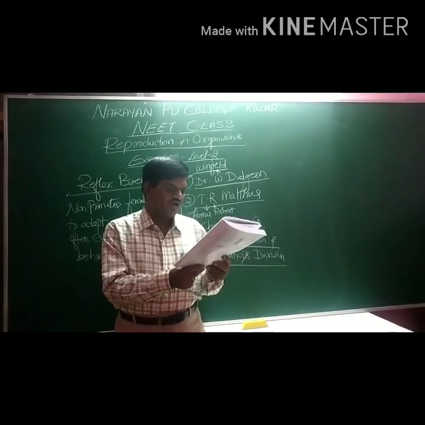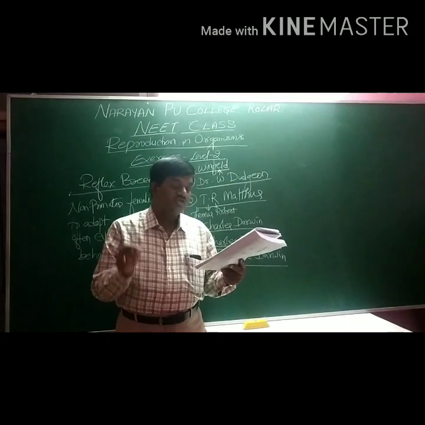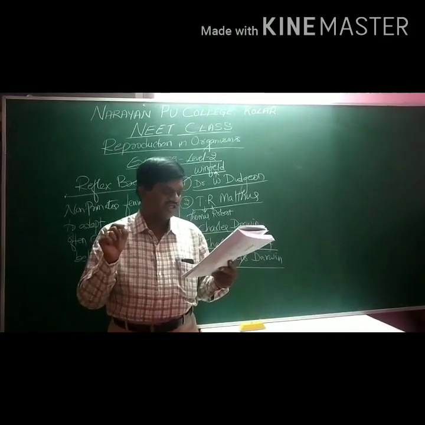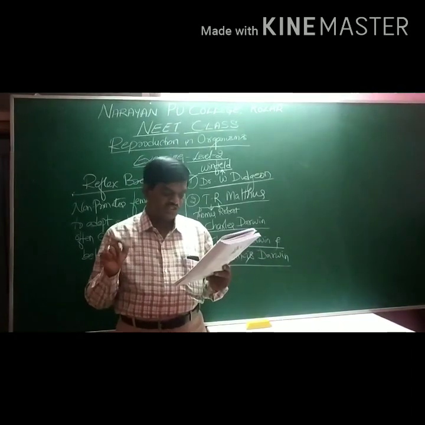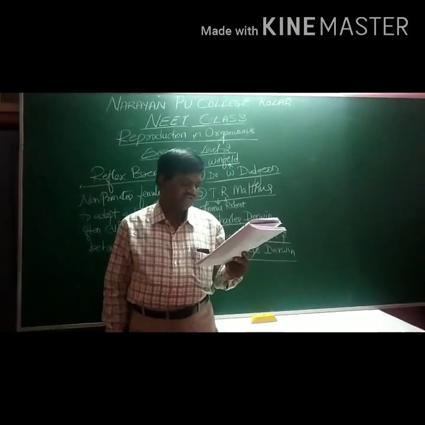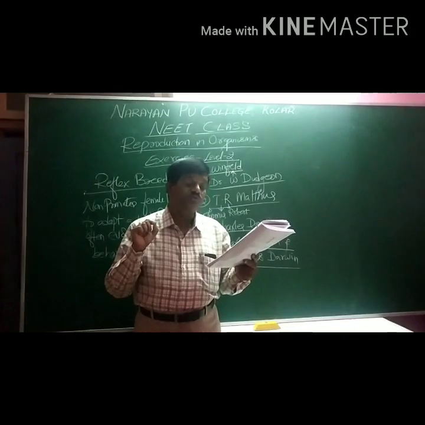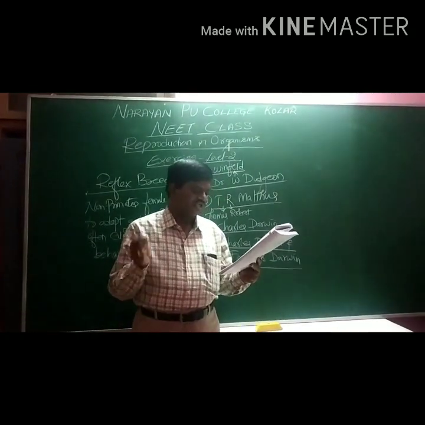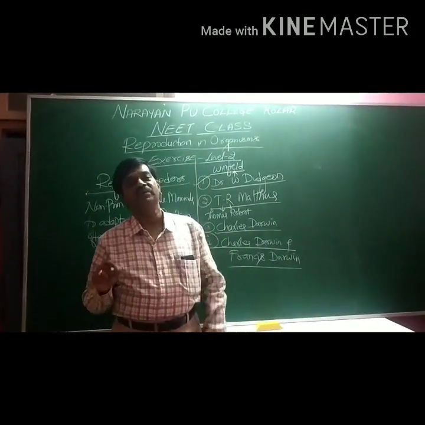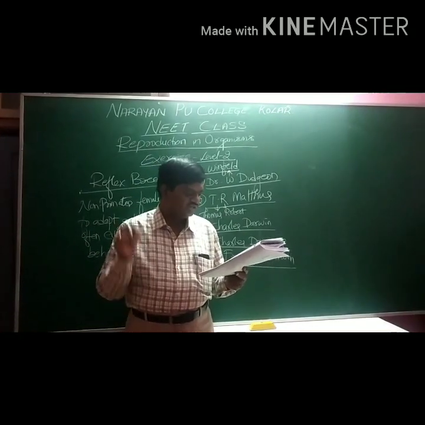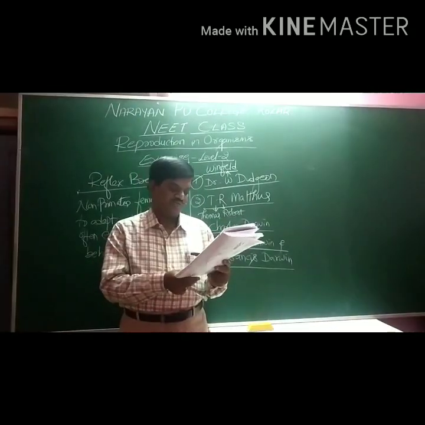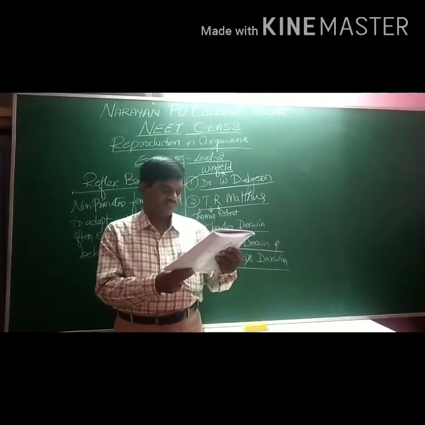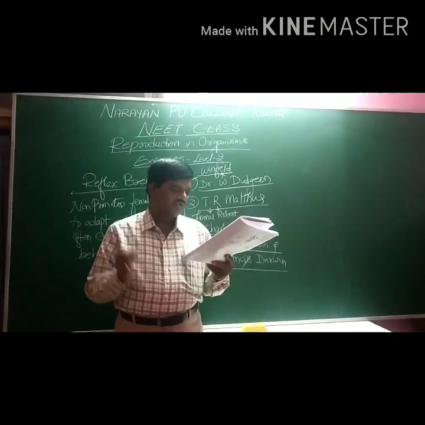The fusion of two similar spores. For two similar gametes, we use the word isogamous. Isogamous, this will not be the answer. The fusion of two dissimilar gametes is called anisogamy. So even this is not the answer. The fusion of gametes is the answer for syngamy. So we'll go for the next question.